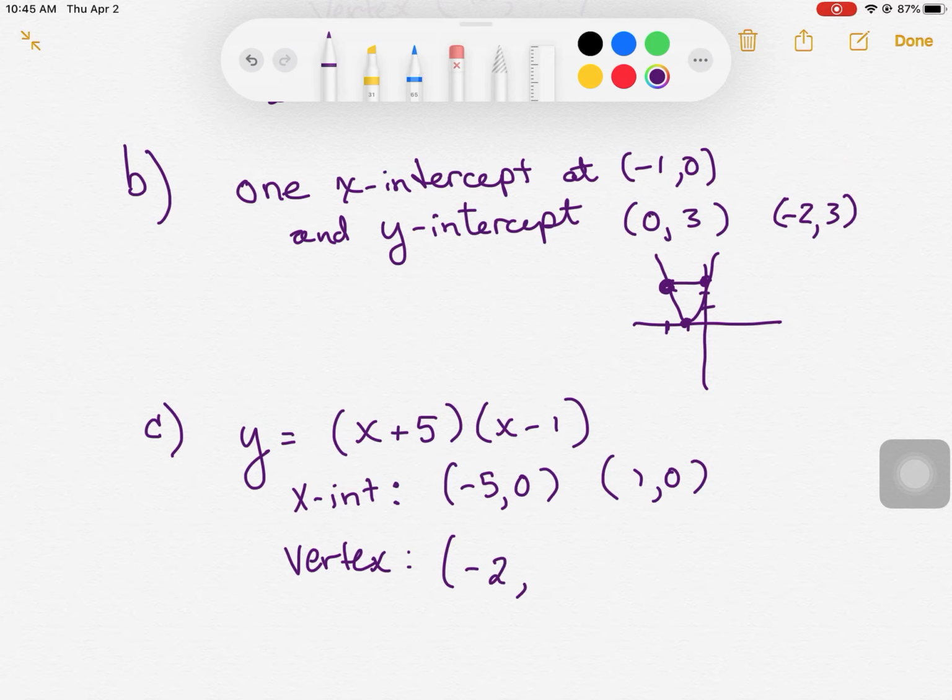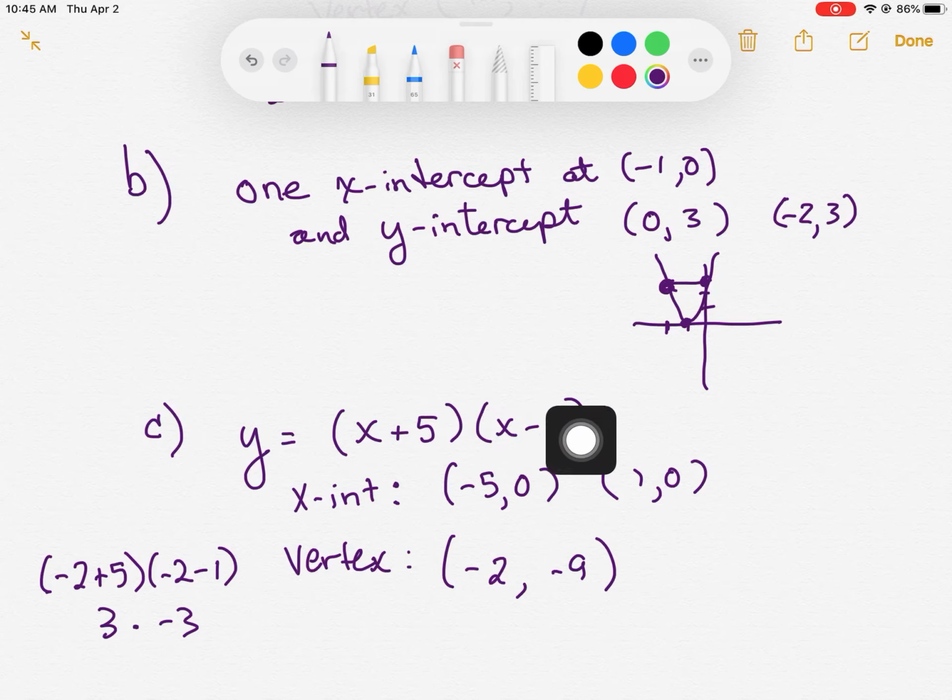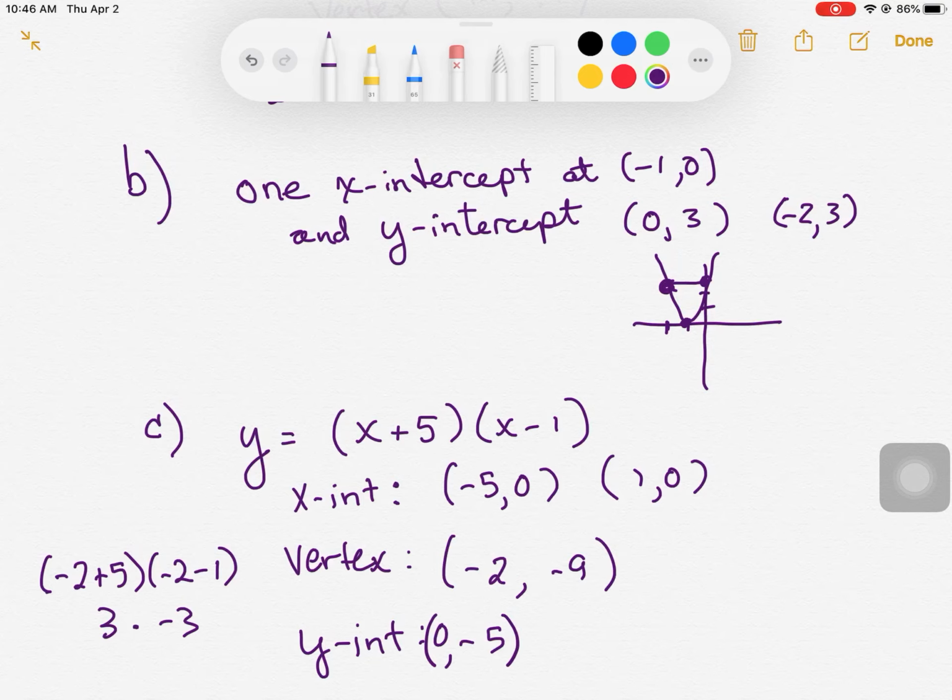The vertex would have to be at x = -2. I got -2 from averaging -5 and 1. And then I'm going to simply put -2 in for x in the equation, and I'm going to get 3 times -3, so I'm going to get -9. I've got my vertex. I can go through and multiply this back out and come up with a y-intercept, which would be the constant term, or I could just put 0 into place. I would get a y-intercept of -5, so (0, -5), and I've got all the points that I need to graph that one. So that should provide some help with 86.